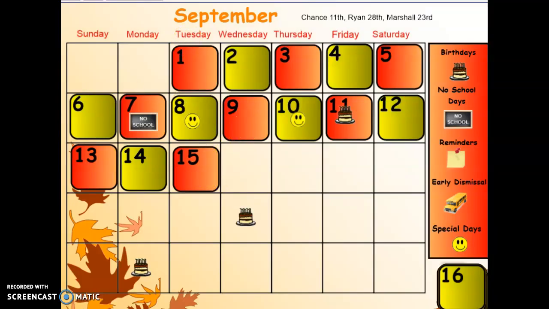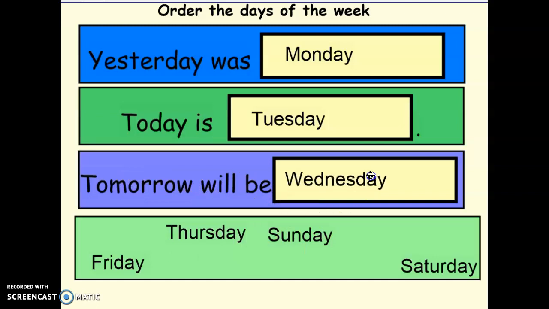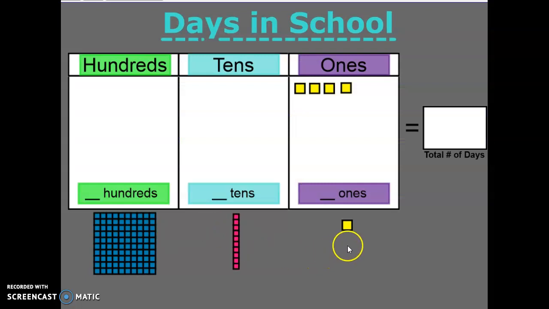Let's look at what day of the week it is today. I see that today is Tuesday. So if today is Tuesday, in our brains, let's think back. What comes before Tuesday? You are right. Monday. So if yesterday was Monday and today is Tuesday, then tomorrow will be Wednesday. Nice work. All right, yesterday we had been at school 4 days. 4 plus 1 more equals, you're right, 5. We have been in school 5 days now.